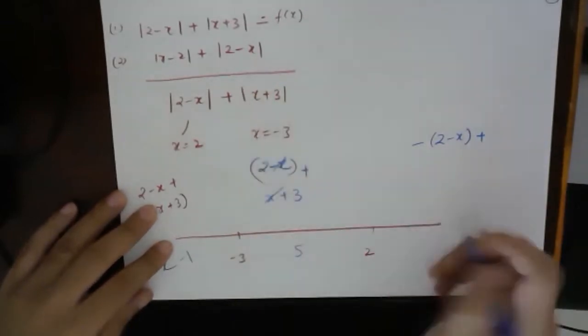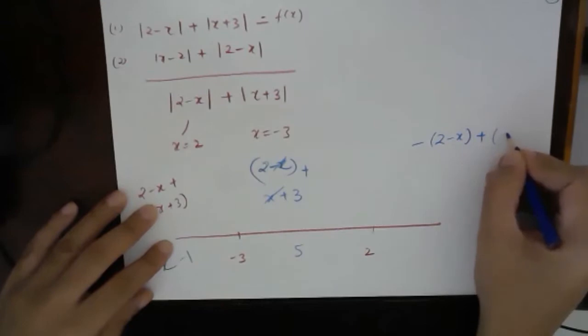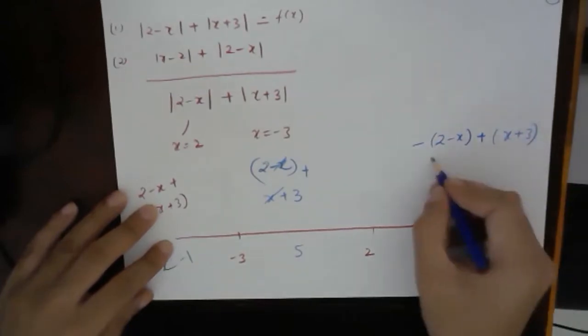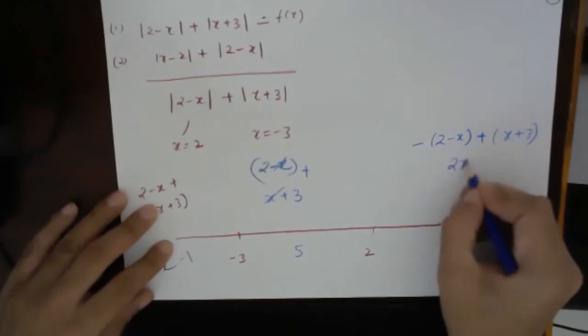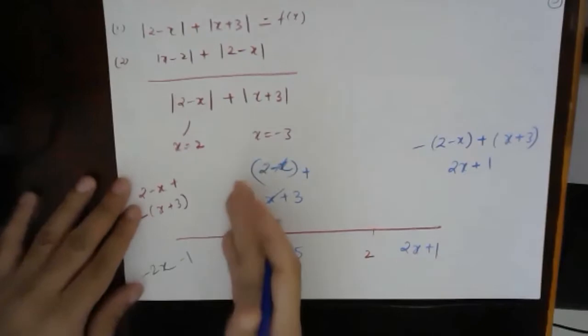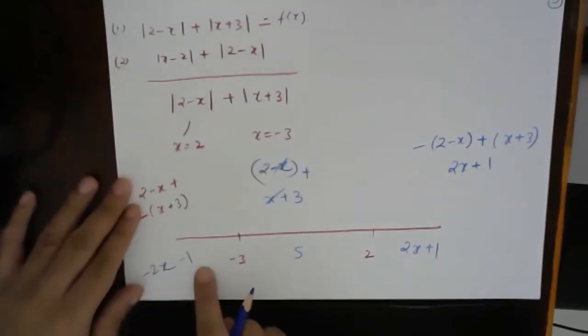5 plus 3, 8, positive. So mod will open with a positive sign. So this is x plus 3. So this becomes 2x plus 1. Very good. This becomes 2x plus 1. Now before minus 3, I have to draw minus 2x minus 1.